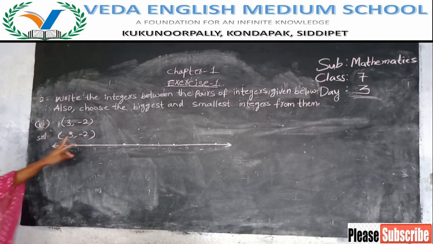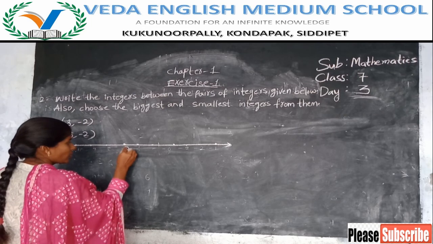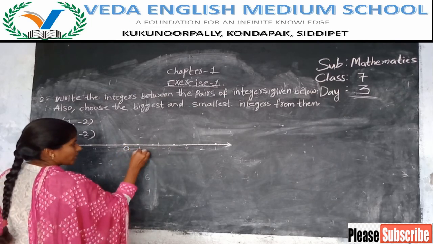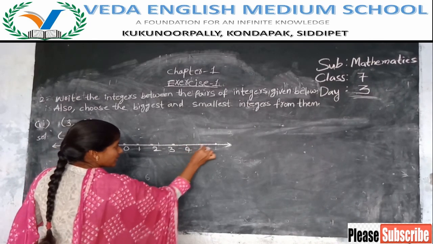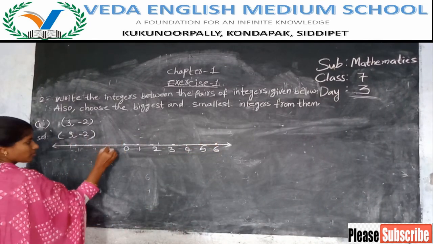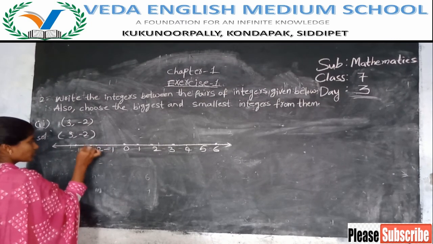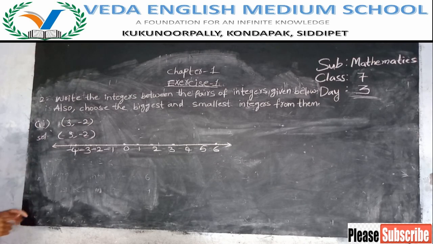Here we have positive numbers and negative numbers. That means the number line is about integers. In the middle we have to write 0. Right side positive numbers 1, 2, 3, 4, 5, 6. Enough. Next left side negative numbers -1, -2, -3, -4. Enough. We have up to -2 only.